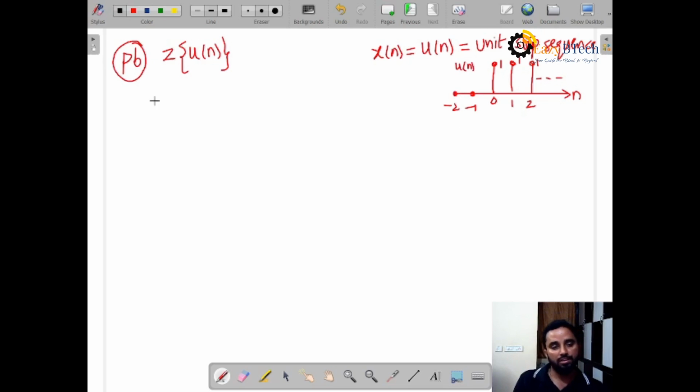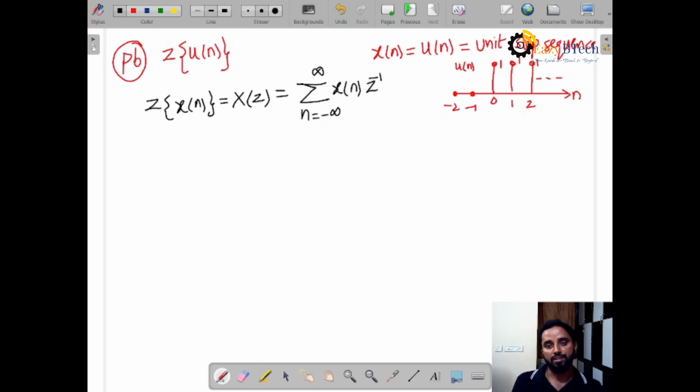So how to do it: as we know the Z transform formula, Z transform of x of n is equal to X of z, which is equal to summation n is minus infinite to plus infinite x of n z power minus n. So here the x of n is u of n. So I am going to substitute that u of n. Summation n is minus infinite to plus infinite, in the place of x of n, that is u of n z power minus n.